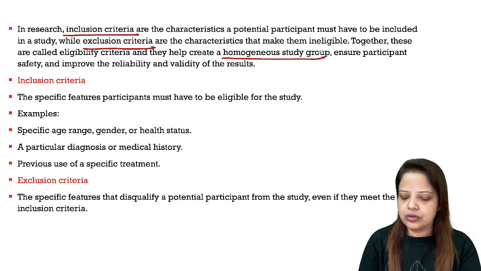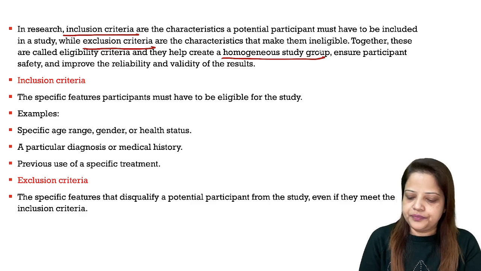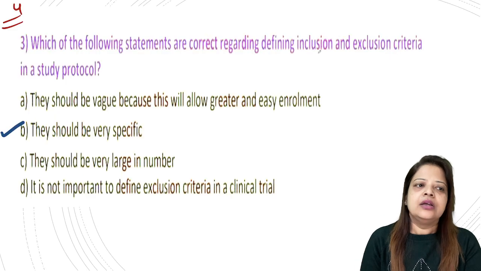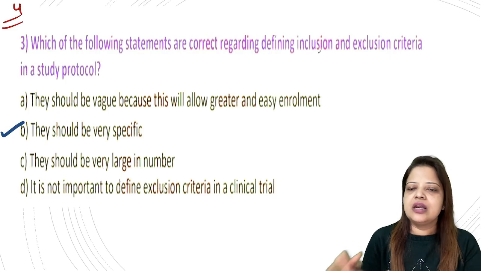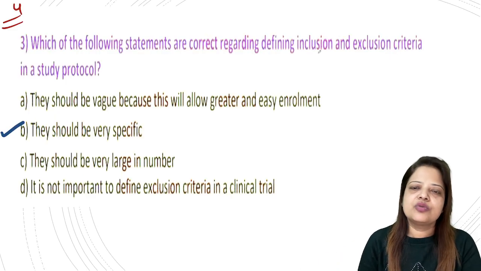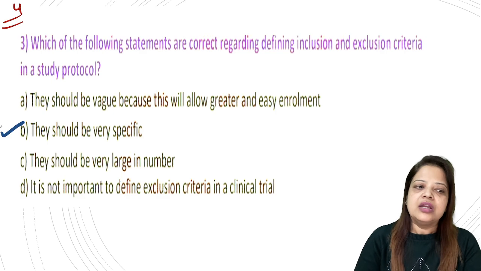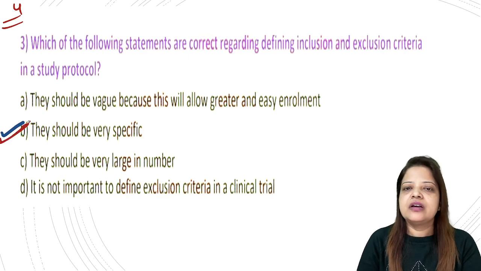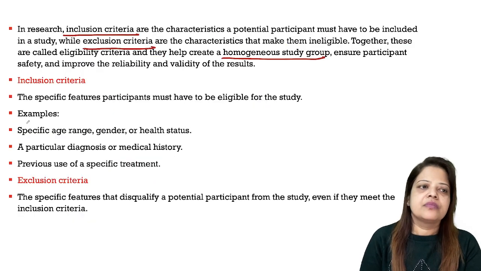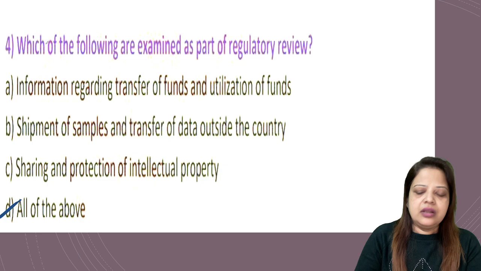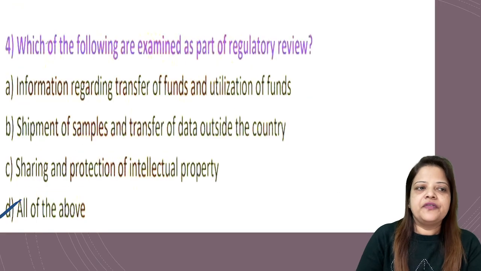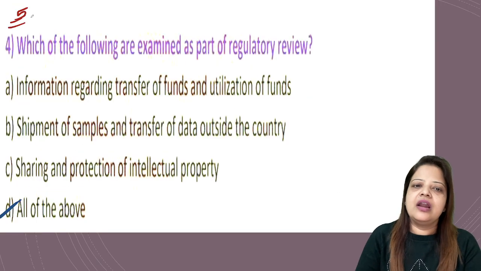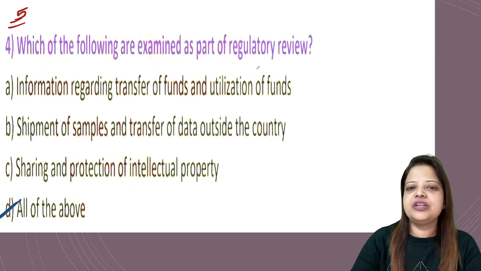So I hope you have understood the fact. So, which of the following statements are correct regarding defining inclusion and exclusion criteria in a study protocol? They should be very specific, right? Question number 5. Which of the following are examined as part of regulatory review?